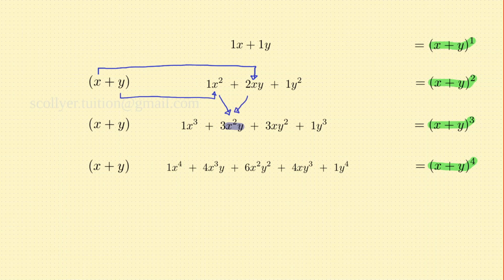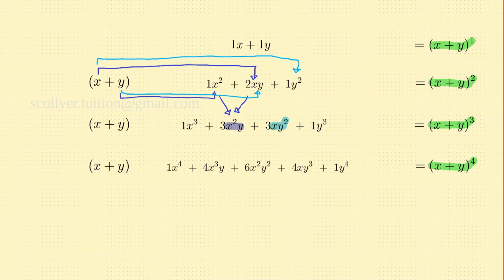Where does the coefficient of 3 come from in front of xy squared? Well, that comes from the multiplication of x and 1y squared and the multiplication of y and 2xy.